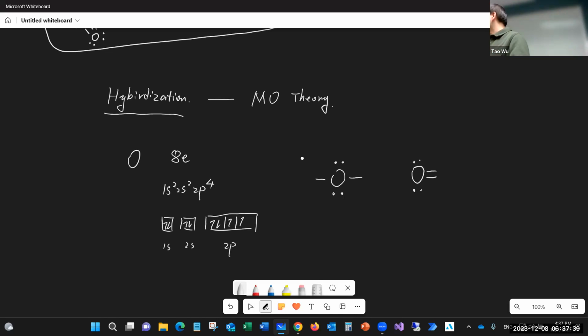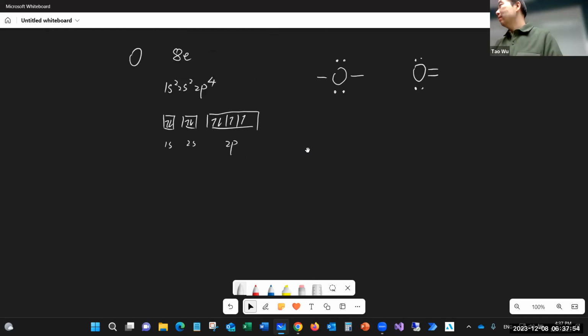making a pi bond, and then they are going to make a double bond. Does it make sense, right? So that's why this is perfect for oxygen. So this one, MO theory can explain that very clearly. But here is a but. The most important is a but.